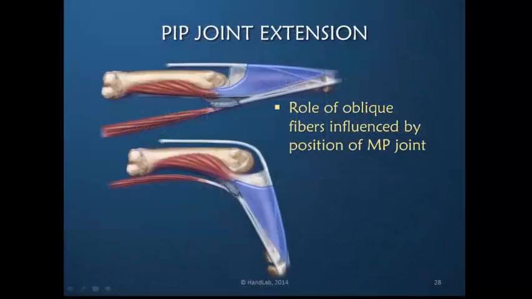So the conclusion here is that the role of the oblique fibers, and indeed the determination of which fibers are the primary source for PIP extension, is determined by the position of the MP joint. When the MP joint's extended, the oblique fibers participate more dramatically. When the MP joint is flexed, they have less of an opportunity to be dominant.